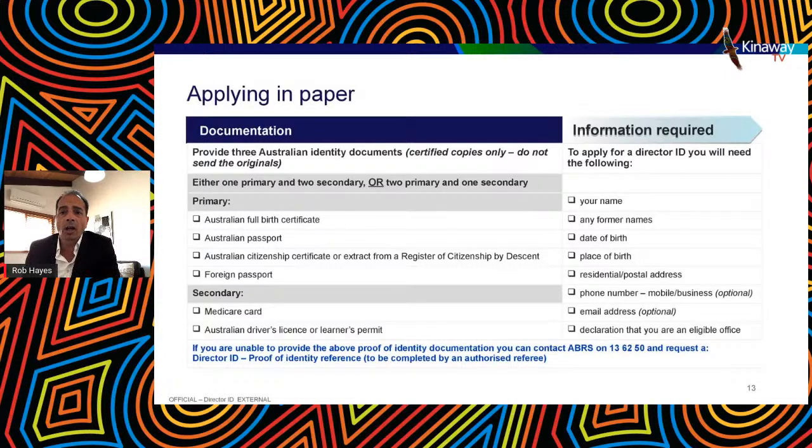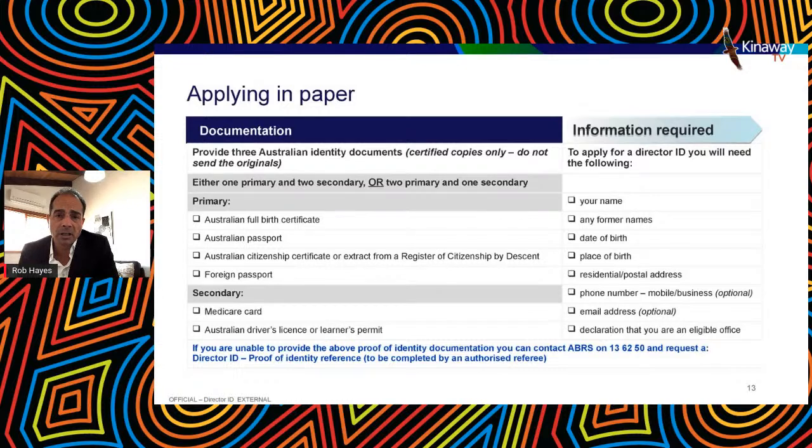Now, for those applying in paper, there are some very specific requirements, and clearly it will take a little bit more time in order to not only apply, but receive your Director ID. The requirements for paper are very much similar to the online and phone service, where you need a combination of primary and secondary identification documents like a birth certificate, passport, citizenship certificate, Medicare card, etc.